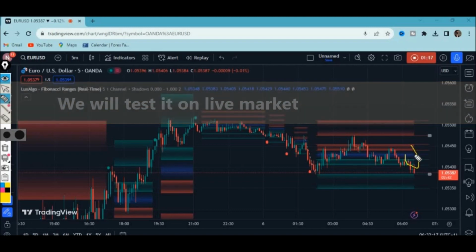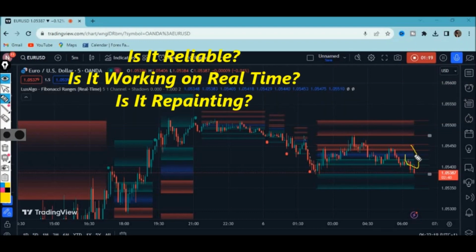That's why I felt like we can try it and see whether it will help us in one way or another. Remember, to choose an indicator we can use in Forex trading, number one, we need an indicator that is not repainting. Number two, we need an indicator that is working in real time. And number three, we need an indicator that is really reliable. That's why I base my indicators on live market, to see how the price will react when it gets to the indicator.